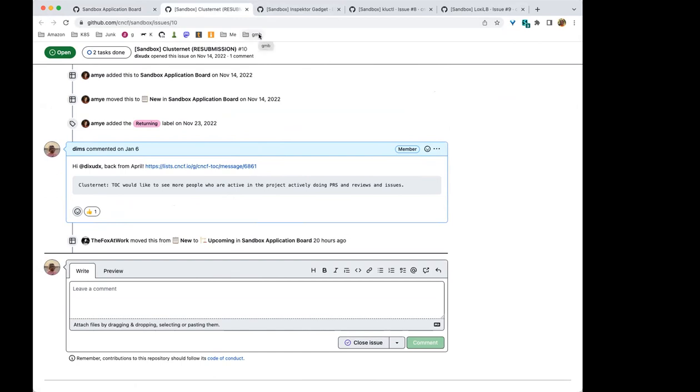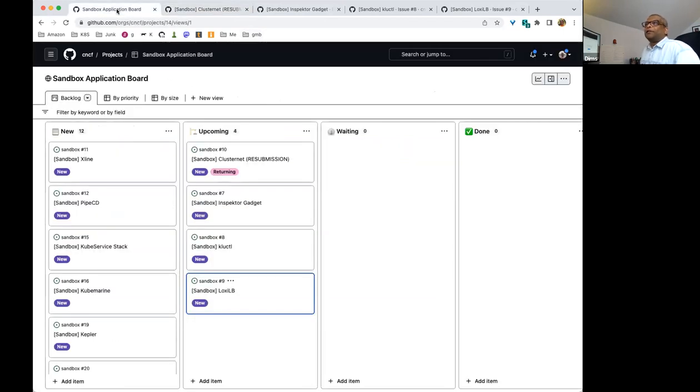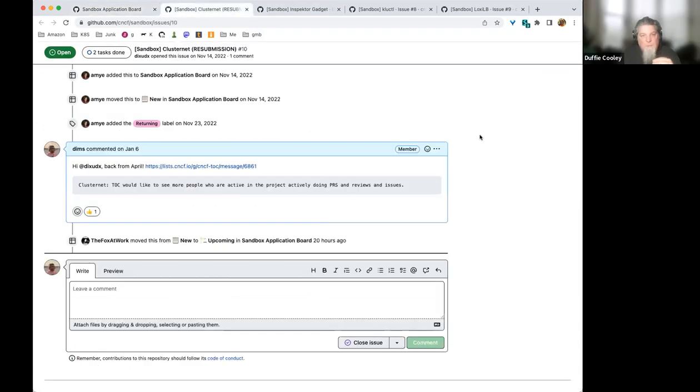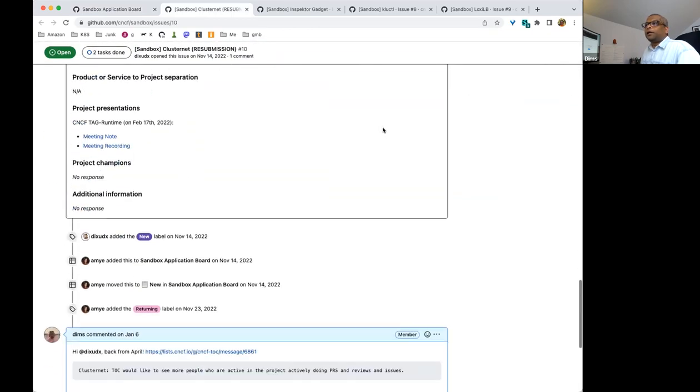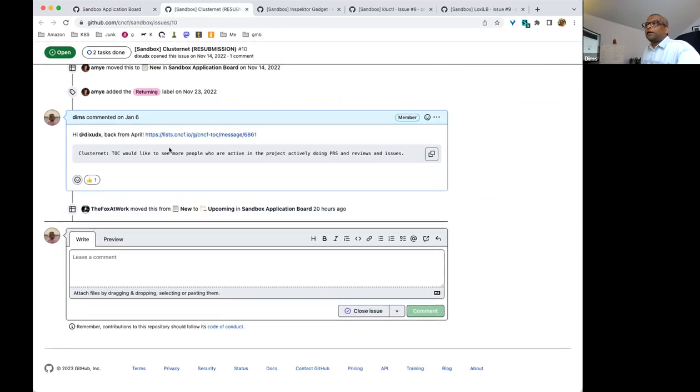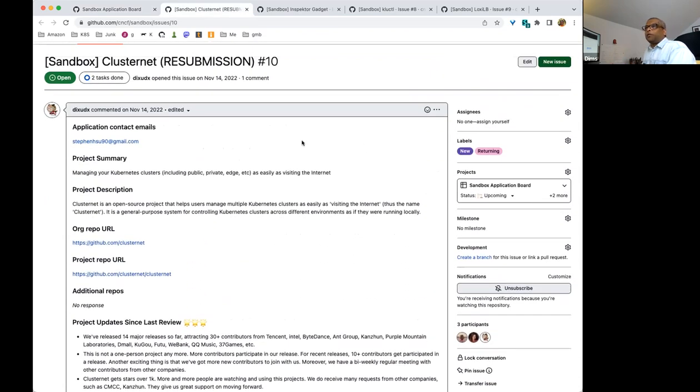Hi, everyone. Today is February 28th. This is a sandbox meeting, and we are going to start with our board. So the upcoming meeting today, we are going to talk about at least four of them. The first one is Clusternet, and it's a resubmission. Last time we told folks that we needed to see more activity. Let's go check that.